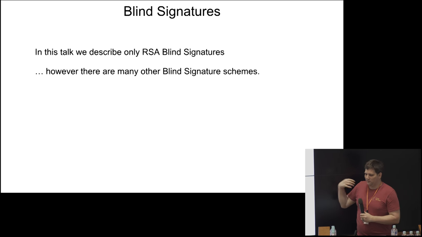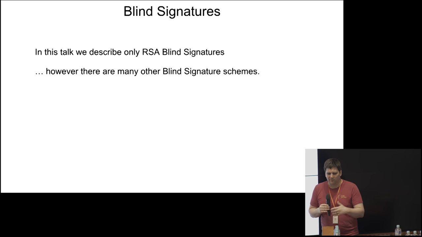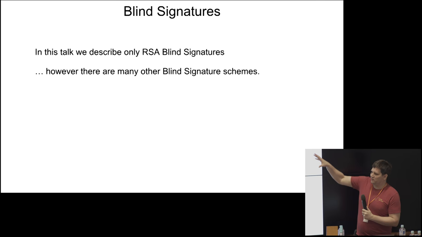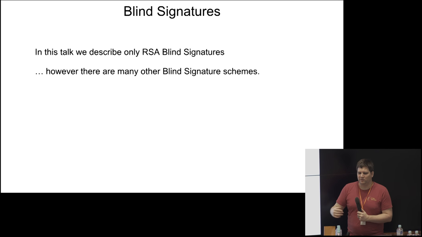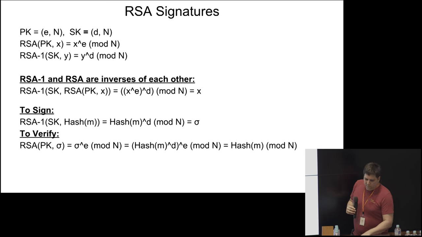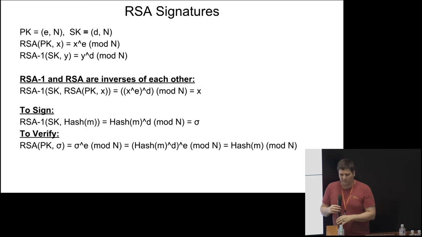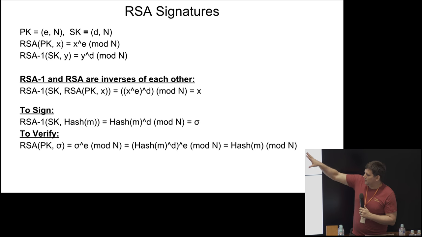I'm doing RSA because it was the first one that was invented, and many other blind signature schemes have different properties that are a little bit more complex, but RSA is sort of the original blind signature scheme, and the easiest one to understand, and the one that most people are using right now. So I'm going to go a little bit more into the math behind how this works. Please ask me questions.